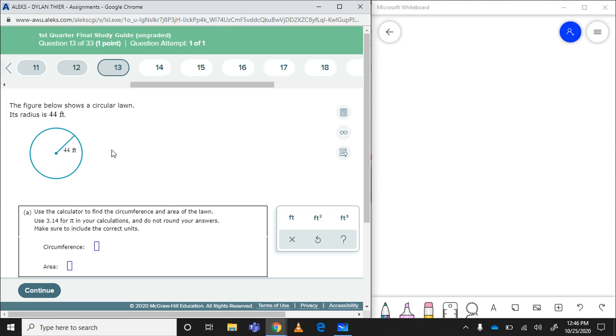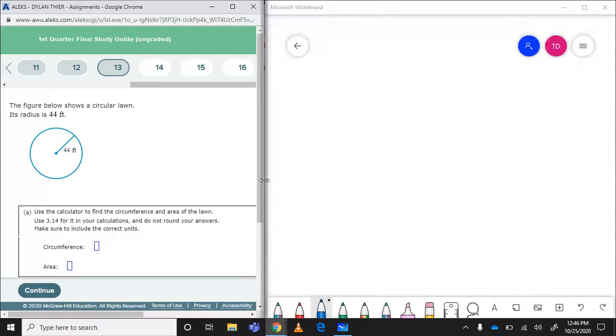Question number 13 asks us to find the area and circumference of a circle. So the area and circumference of a circle takes a little bit of explaining to talk about. So first thing that we want to talk about is something called pi.